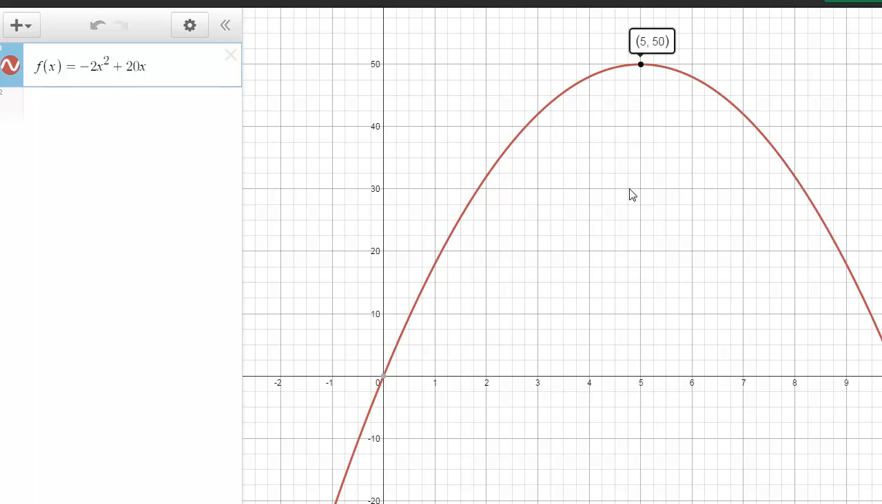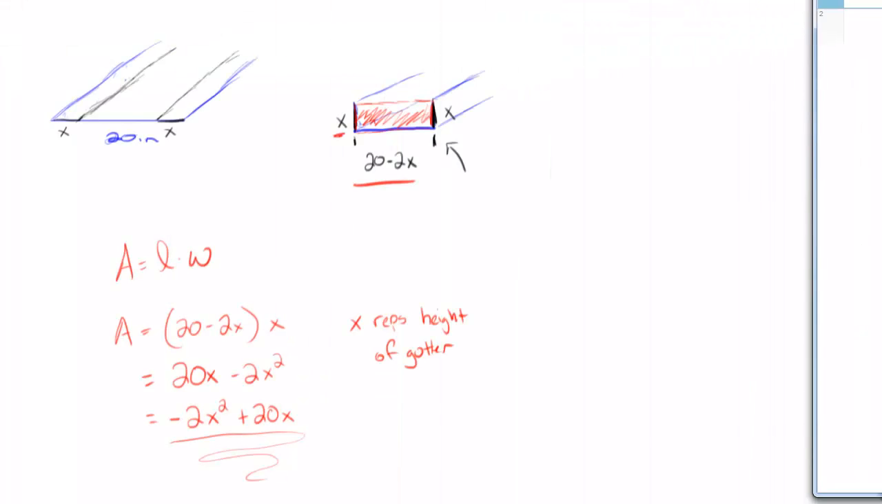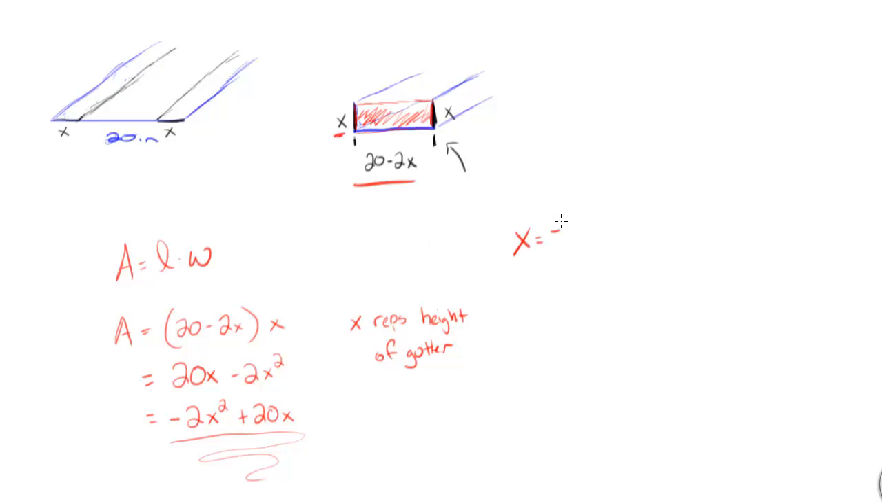Well, this point right here at (5, 50) is the vertex, giving us that if we bend those sides at 5 inches each, we'll get our maximum area of 50 square inches. So that's just looking at it graphically. If we wanted to, we could compute that also using the vertex formula. So we find the vertex with x equals negative b over 2a. In this case, that would be negative 20 over 2 times negative 2.